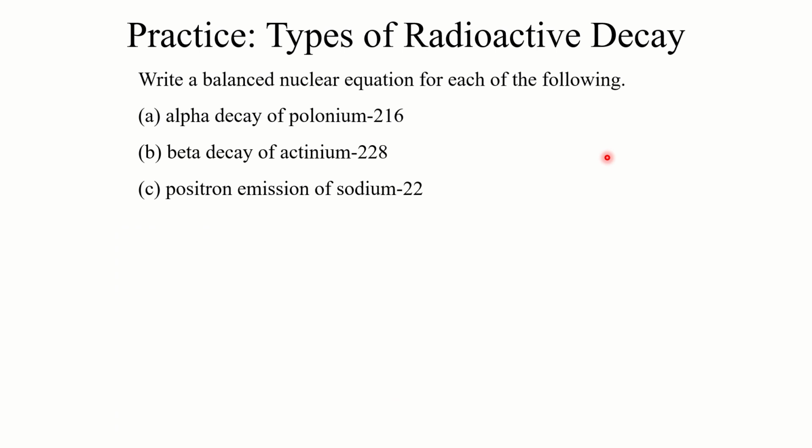All right, so let's have you practice a couple problems here. I'm going to ask you to see if you can accomplish this without me showing any problems. Please pause the video and see if you can write a balanced nuclear equation for each of the following. Alpha decay of polonium-216, and polonium is Po for reference, so you should be able to find that on the periodic table. Beta decay of actinium-228, and actinium is Ac on the periodic table, and then positron emission of sodium-22, and you should know where sodium is. Please pause the video and try to answer these 3 questions.